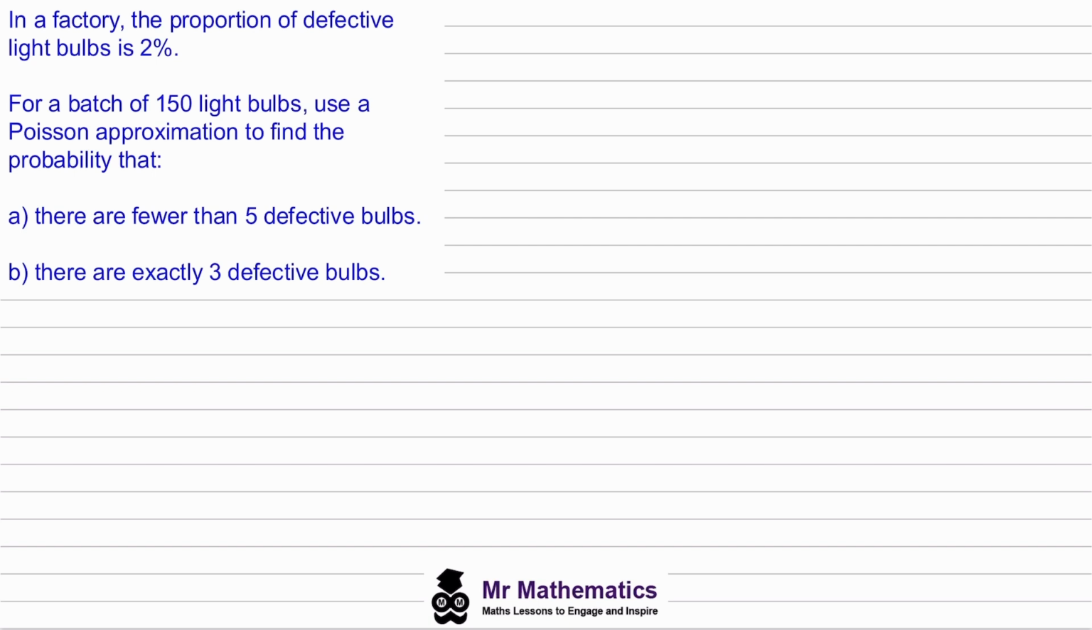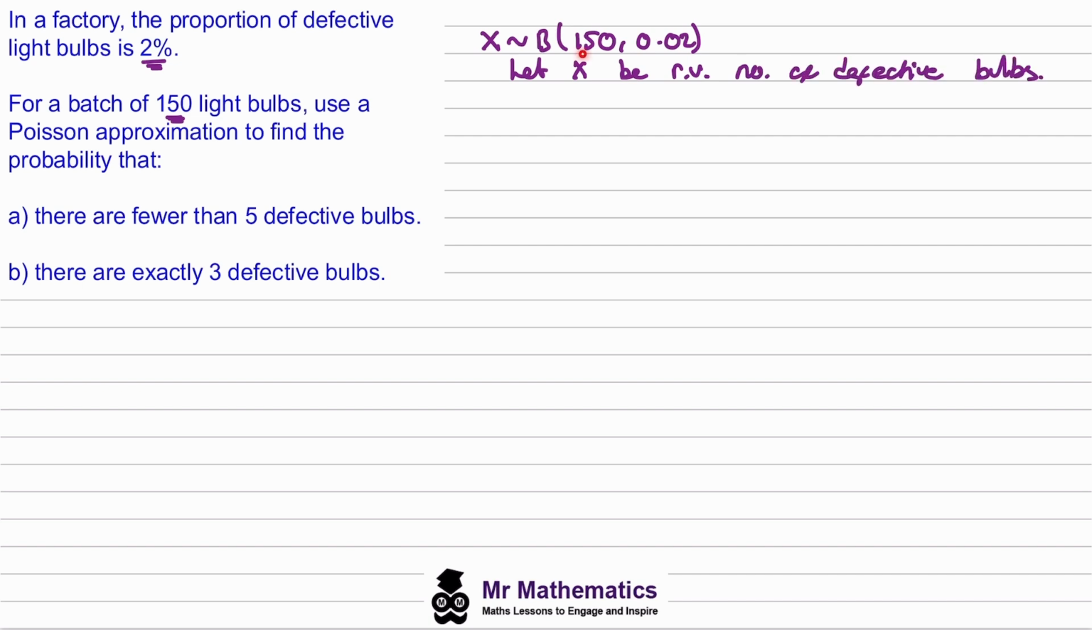Okay, so welcome back if you had a go. So if we begin by defining our binomial distribution, we know it's binomial because we've got a fixed probability and a fixed number of trials. We're saying that x is distributed binomially with 150 trials and a probability of 0.02. And then we need to say let x be the random variable, the number of defective bulbs. And because n is large and p is small, we can approximate this distribution using Poisson.